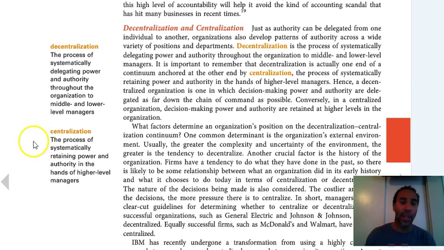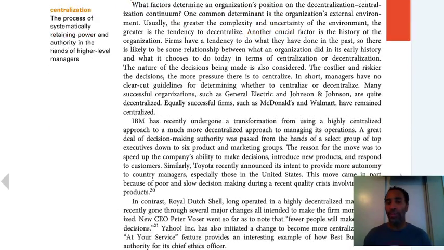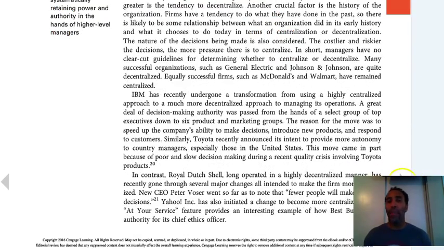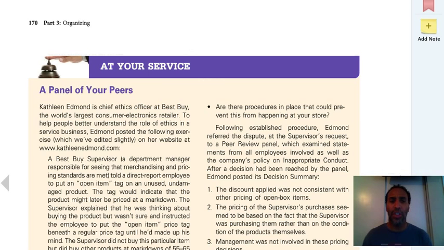So centralization is a process of systematically retaining power and authority in the hands of higher level managers, right? So we're going to keep it up here. We're not going to dish out any of the power. We don't feel as if you guys are at that point yet where we want you really making those decisions. So at your service, a panel of your peers, as always.